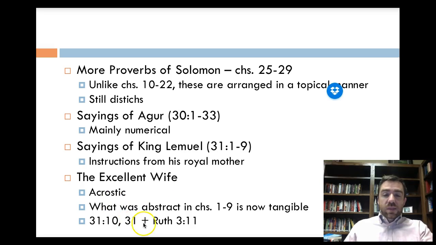And as I probably have mentioned, the way that Proverbs 31 describes this virtuous woman is saying a virtuous woman who can find, and then it describes her, and then at the end it says she'll be praised in the gates. And this is exactly what Ruth 3:11 says about Ruth. It says she was found to be a virtuous woman who is praised in the gates. And so when we get to Ruth in just a minute, we'll see that Ruth is this picture of the virtuous woman.